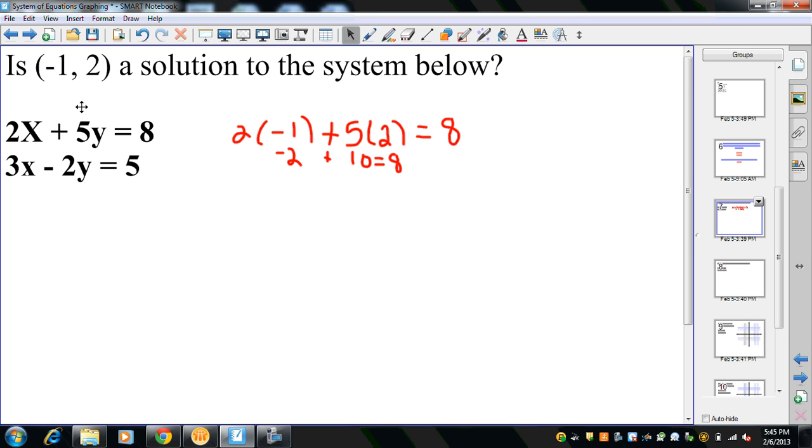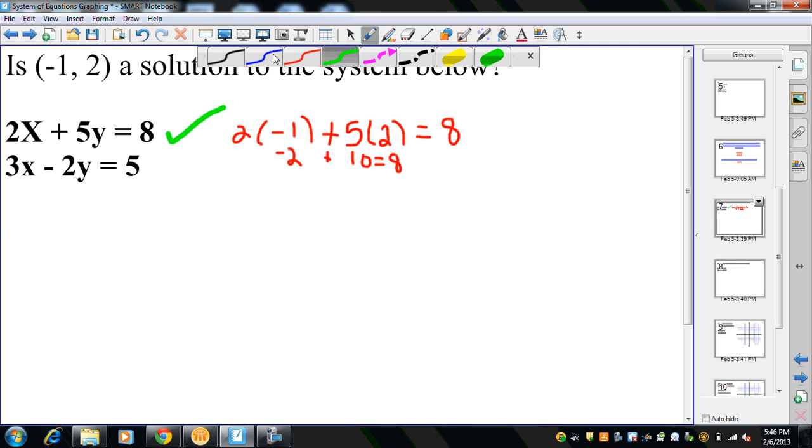All right, so let's say we have this question. It says, is (-1, 2) a solution to the system below? I'm going to figure that out by substituting in these values. I'm going to plug in -1 for x, and I'm going to plug 2 in for y. I started it over here just so you could see it. 2 times -1 is -2. 5 times 2 is 10, so -2 plus 10 is 8. So far, this works. It works with this one.